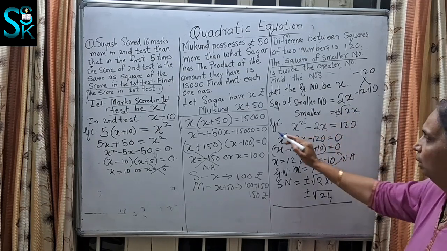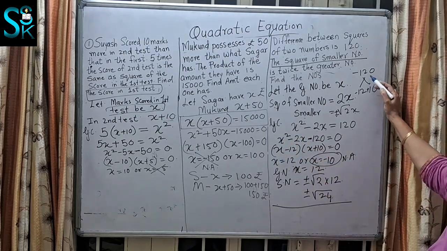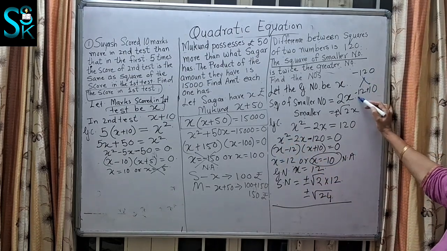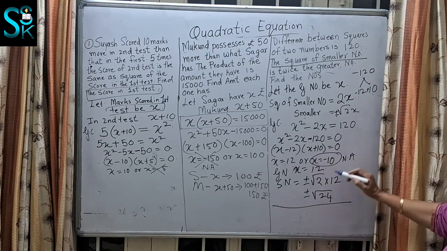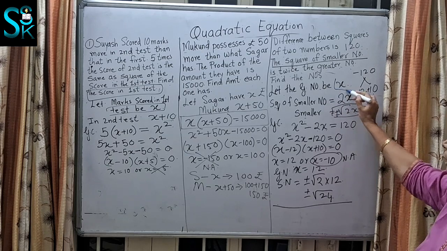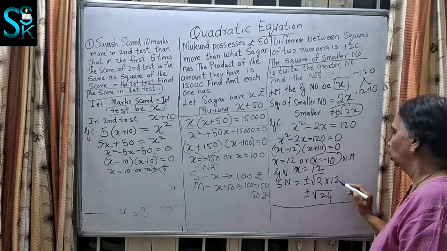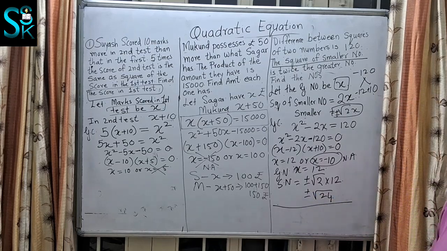This comes here. This is your quadratic equation and you have solved it by factorization, taking out the factors. Minus 120 is nothing but minus 12 plus 10. And then you have just substituted what is the smaller number and what is the greater number. That is x is equal to 12 and the smaller number is 2 into 12, that is plus or minus root 24.